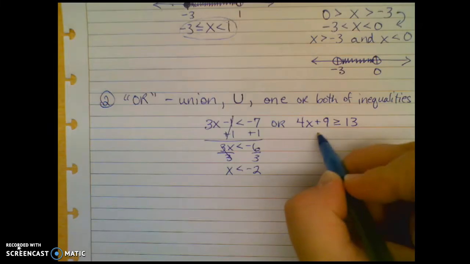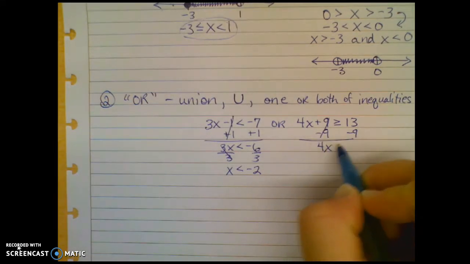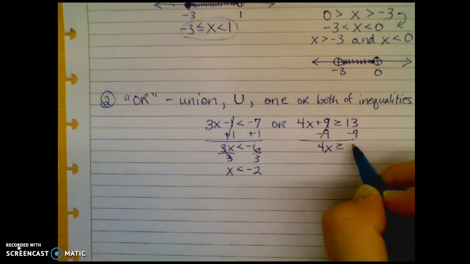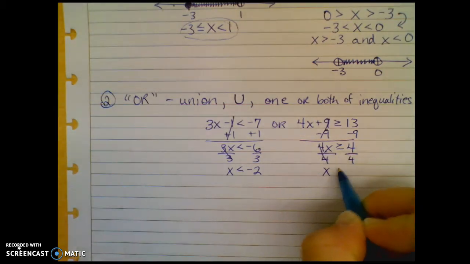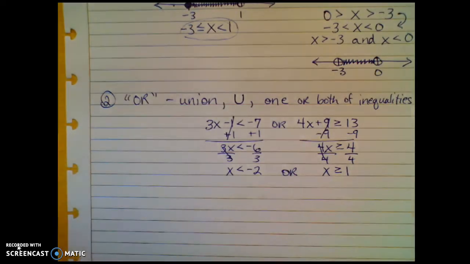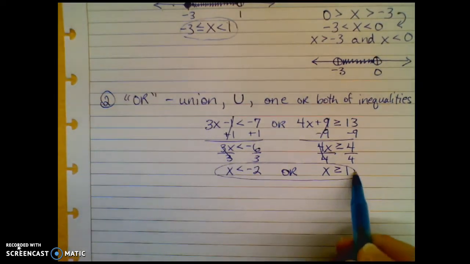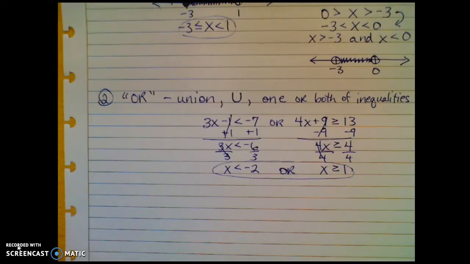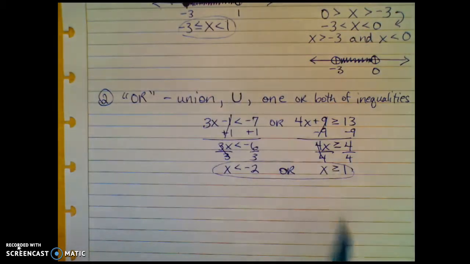And then to this one, subtract 9 from both sides. 4x is greater than or equal to 4. Divide by 4 on both sides. X is greater than or equal to 1. And of course, this is an OR. ORs always have to be written separately because they are separate. It's not like an and one up here where they are one and the other. So these have to be written separately.